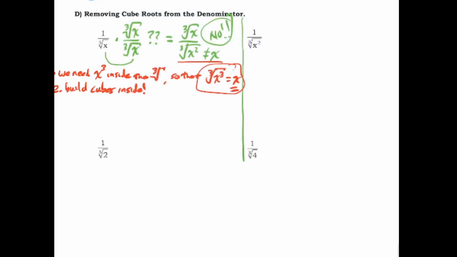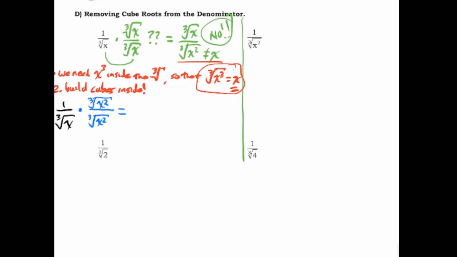So start over. Okay, so we got 1 over the cube root of x. That's what we had. I want to build a cube inside. Well, that means I need to multiply the x times x squared. That's how you get x cubed. X times what is x cubed? You have to multiply by x squared. Okay? So this is very important. Got to make sure you remember this.